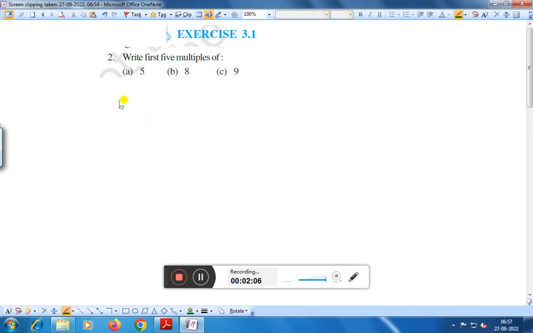Question number B. The first 5 multiples of 8 are, that is 1 into 8 is equal to 8. 2 into 8 is equal to 16.